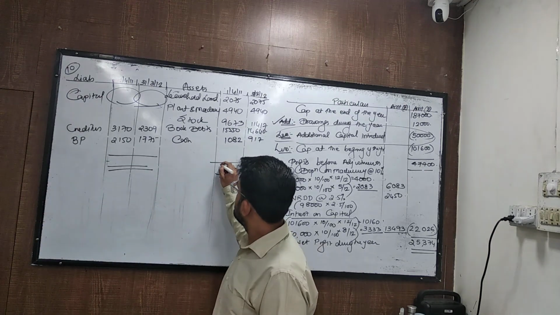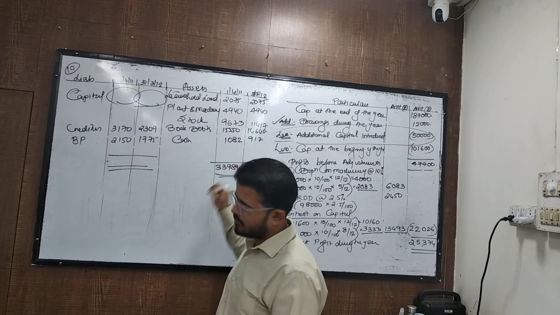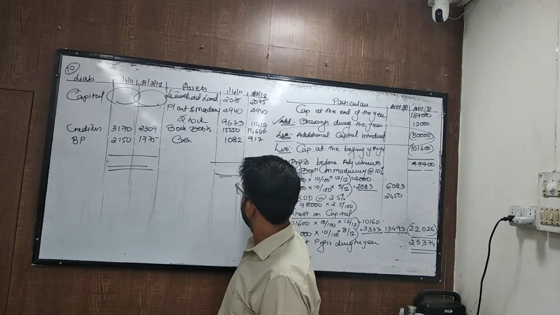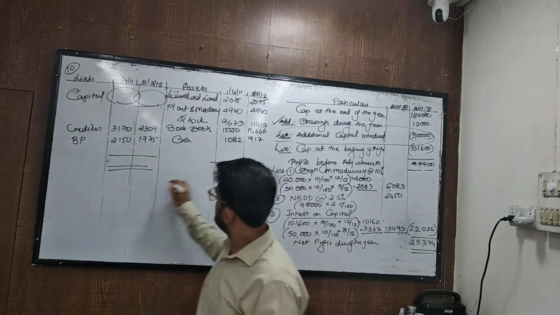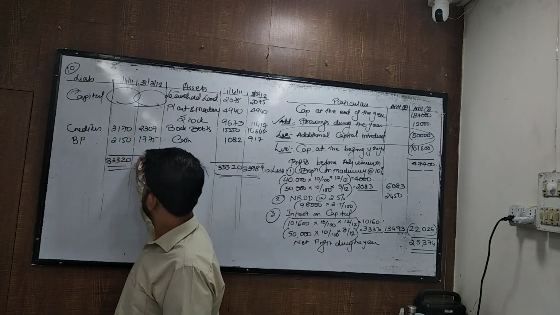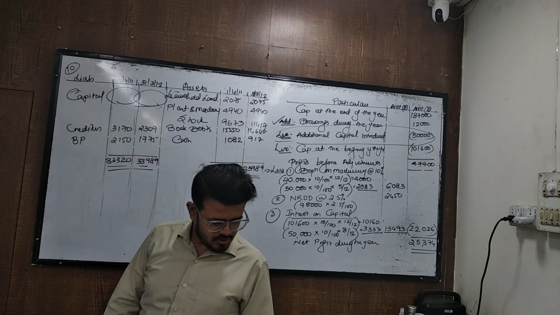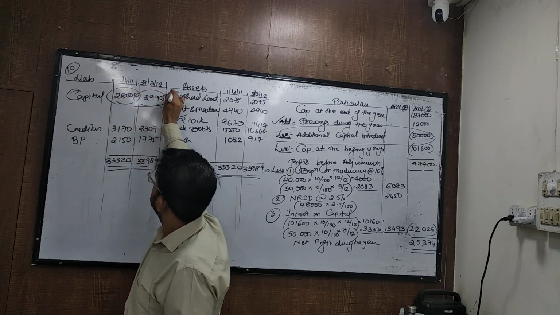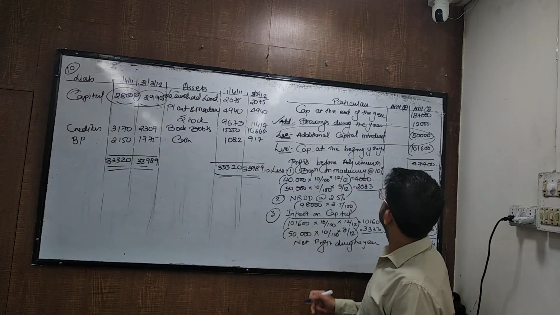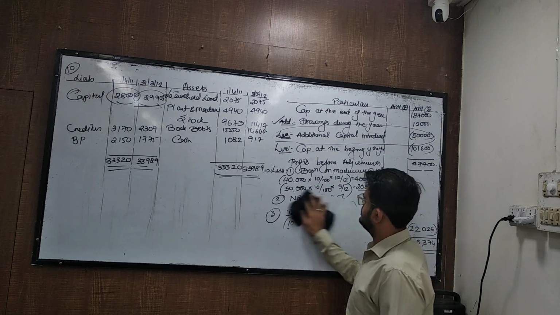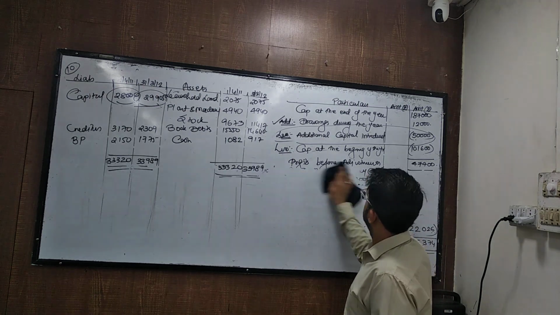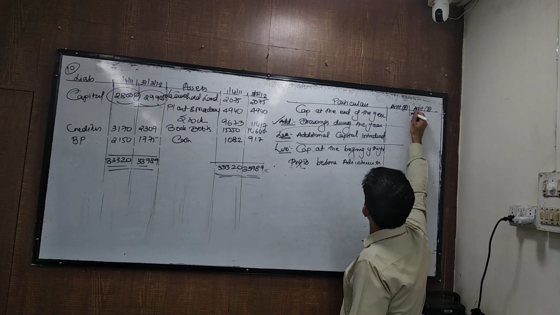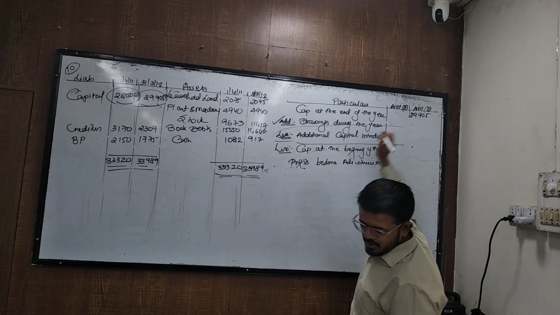That's the opening part? No. What to diya? Haan, what to diya? Ye wala. 33,989. Aur ye wala to hai 33,320. Okay. Capitals kitna hai opening to diya? 29,905. Check up. 29,905 and 28,000. Capital at the end is 29,905. Drawings ke baare mein padhte ho kya diya?